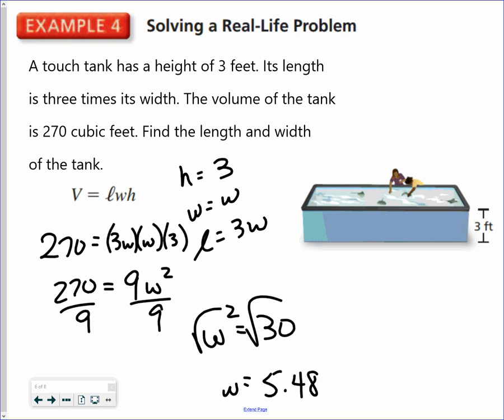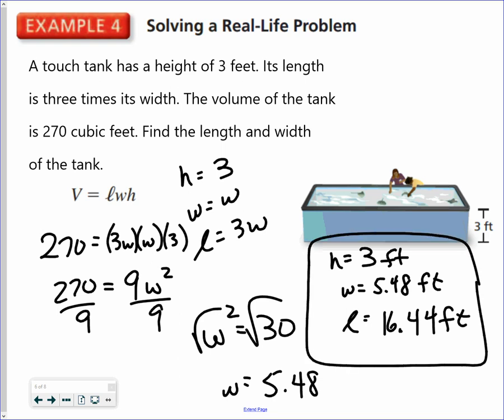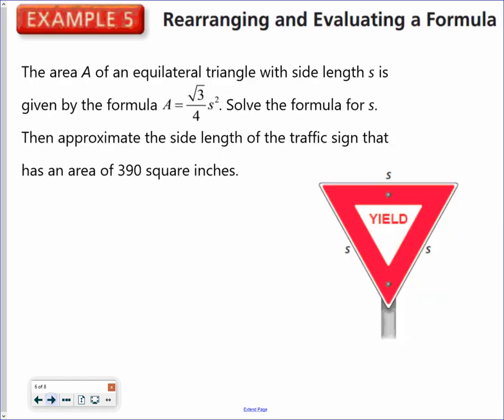So with that being said, the height is 3 feet, the width is 5.48 feet, and then the length would be 3 times that, which is 16.43 feet. And actually 16.44 depending on your rounding there. So I'm just going to put 16.4 feet. So again, solving a real world situation there.